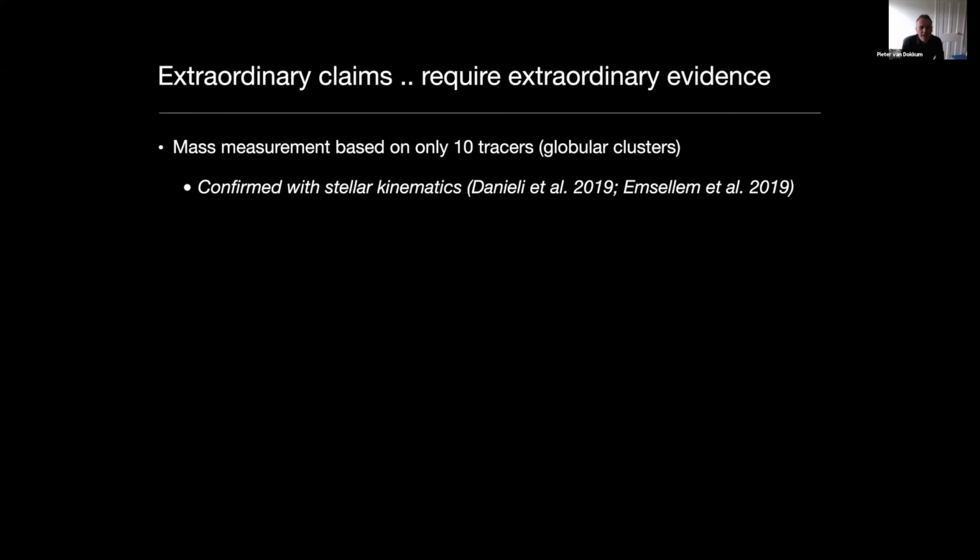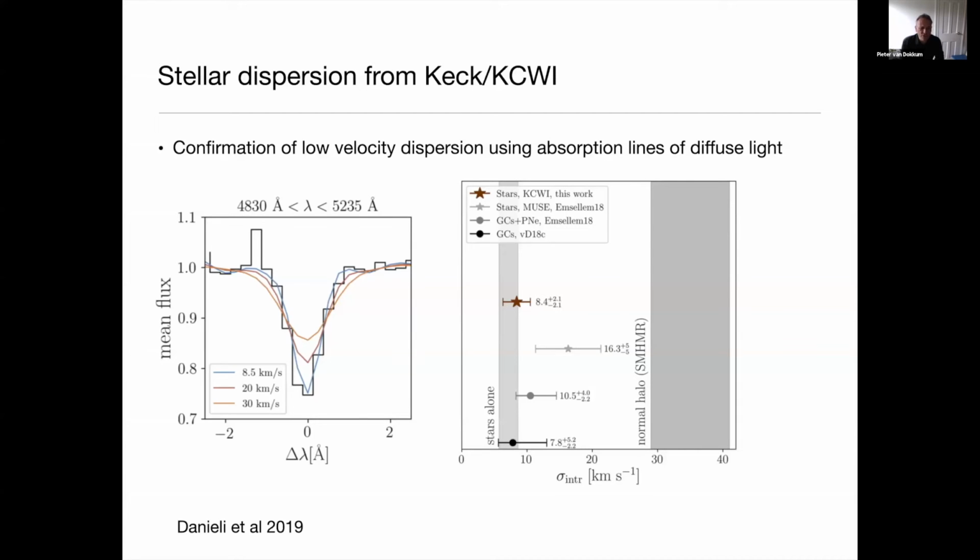So first we measured stellar kinematics. I won't go into too much detail here, but we confirmed the velocity dispersion that we measured from the globular clusters, now from the stellar kinematics, similar to what we had done for Dragonfly 44, and we found the same result. Okay, 8 kilometers per second, where you expect about 30 for a normal dark matter halo. And Eric Emsellem, with a larger uncertainty with MUSE, found the same thing at the same time.